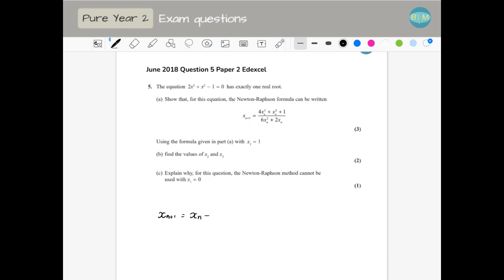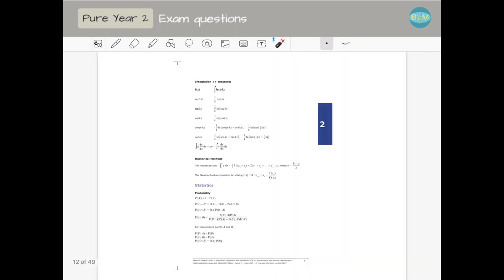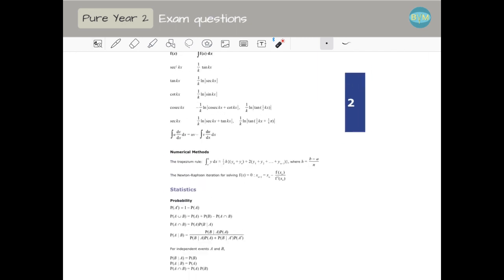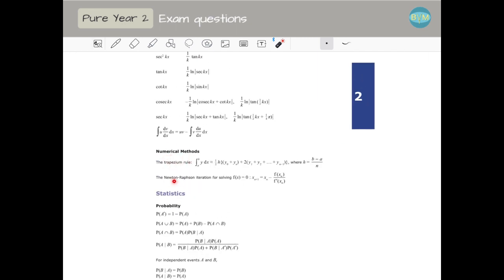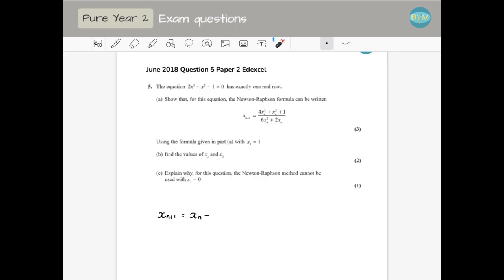I can show you. You have it in numerical methods. You have the trapezium rule and the Newton-Raphson formula. It is x_n minus f(x_n) divided by f prime, so the derivative of x_n. This equal to 0 is going to be your f(x).